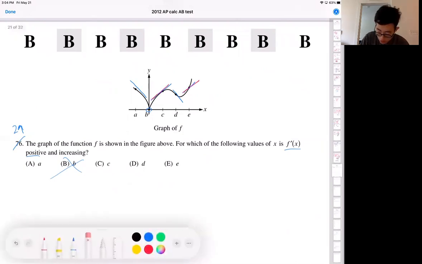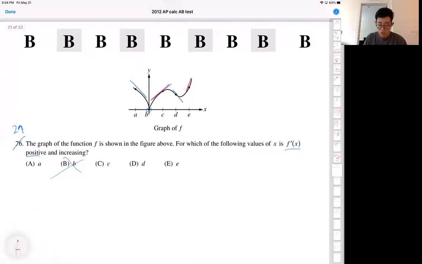Actually, wait a minute, that's not a tangent line. It's supposed to be here, right? It's going to look like this. So that means that A and D are also out because you have these negative slopes going down. So A and D are out. So we're really down to between C and E. The second part actually gives it away, it's increasing.